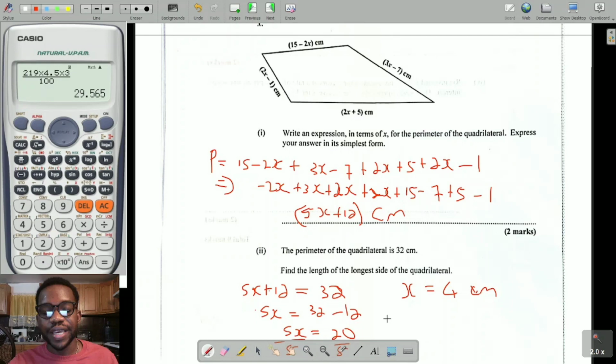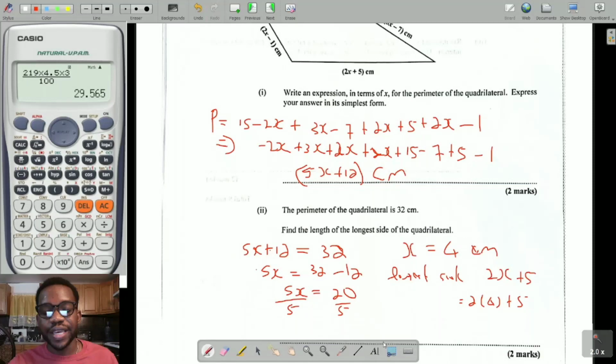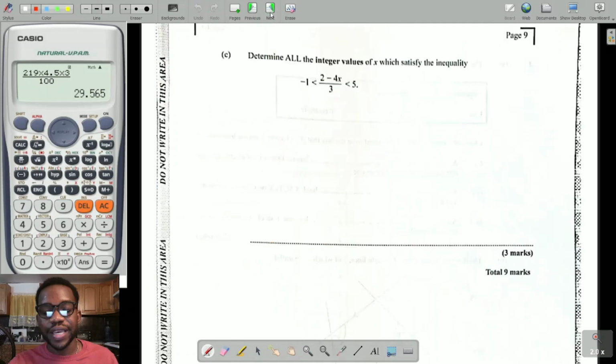So you can say that the longest side, which is 2x plus 5, would be equal to 2 times 4 plus 5. And of course, 2 times 4 is 8. That's what I should say first. 2 times 4 is 8, and 8 plus 5 is 13. So the longest side is 13 centimeters. Alright, that's how you get your answer.